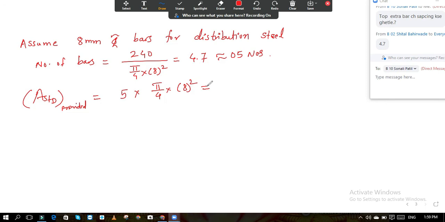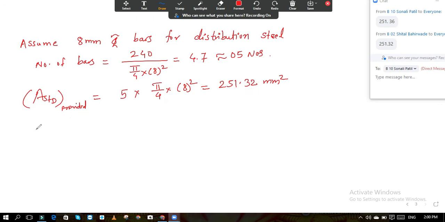Calculate now. It is 251.32. Okay, 251.32 mm square. This we are going to provide.